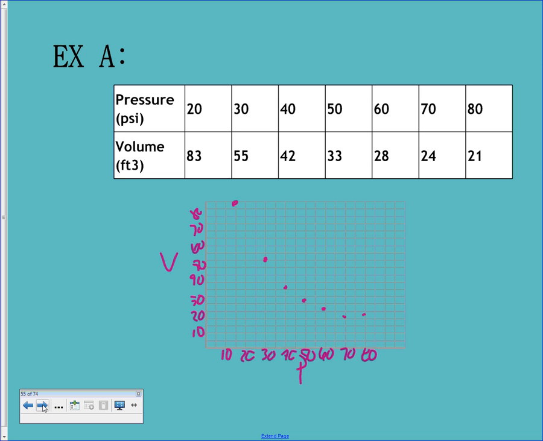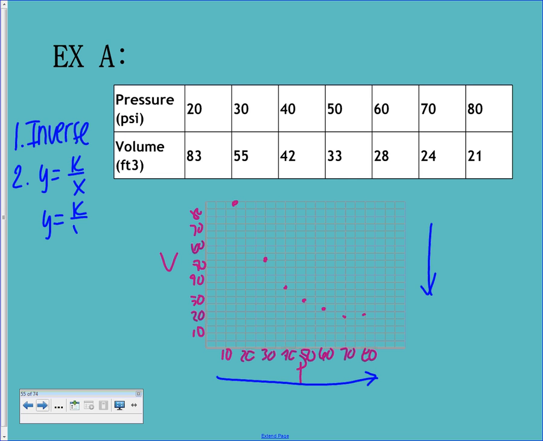Okay, so hopefully you got a graph that looks like mine. As you can see, we've got pressure on the x-axis and volume on the y, and you're saying, okay, as this pressure is increasing, the volume is decreasing. So already you should go, okay, is this direct or is this inverse? Well, that makes this an inverse relationship because one is going up and one is going down. So for the model type, you've got two options: y equals k over x or y equals k over x squared, because I knew it was inverse.